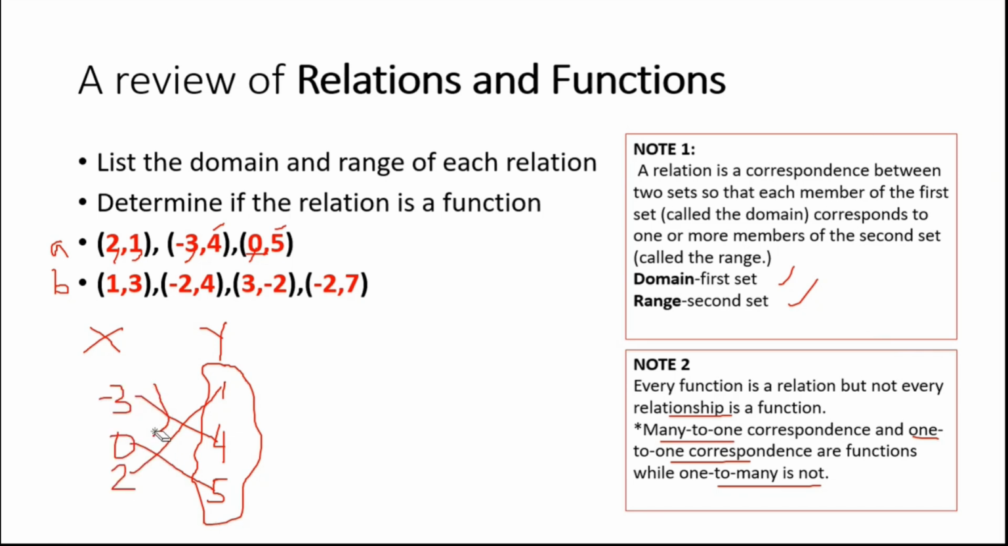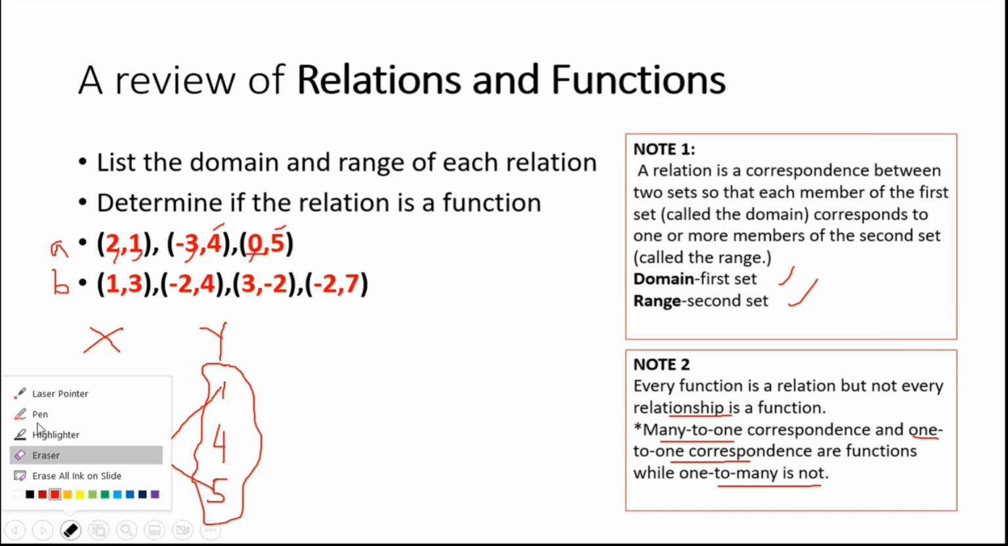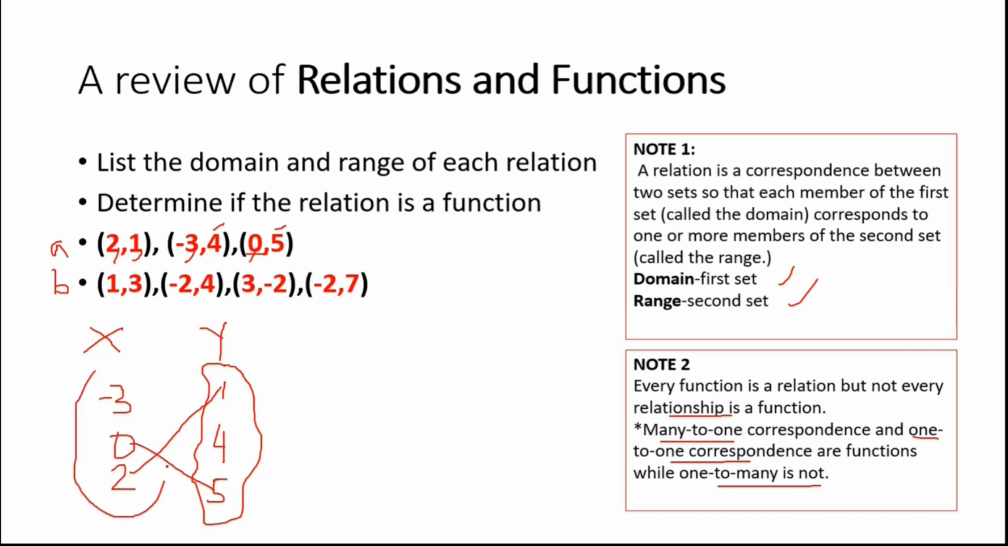Let's erase this one, do not be confused. Okay, negative 3 and 4. So what can you say about this representation? Negative 3 is only assigned 4, and 0 is only assigned 5, and 2 is only assigned to 1, meaning that this is a one-to-one correspondence. So this is a function.